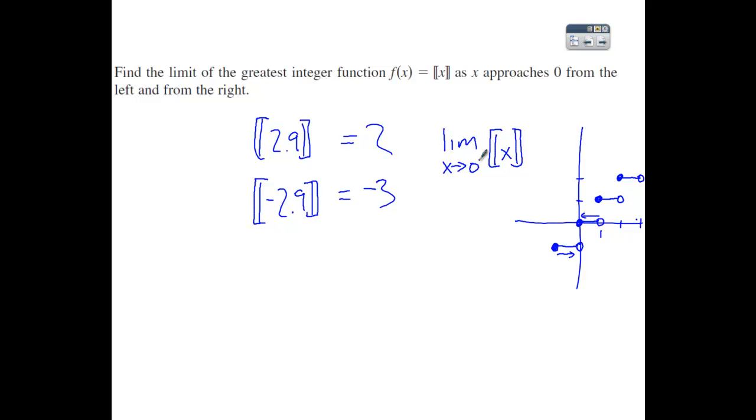So here, this is the limit as x approaches 0 from the left of the step function. That's going to equal -1, and the limit as x approaches 0 from the right of the step function is going to equal 0. And so the limit does not exist if I were just to say the limit as x approaches 0 of the step function of x, because these two do not agree.